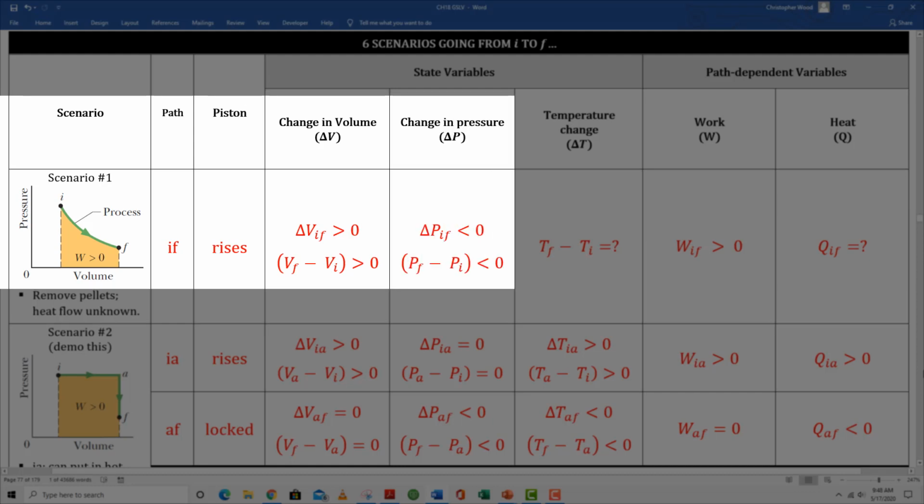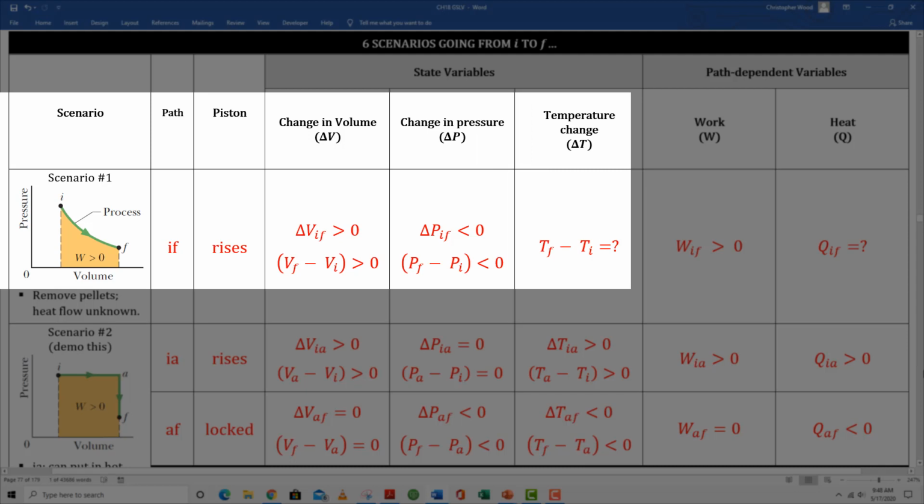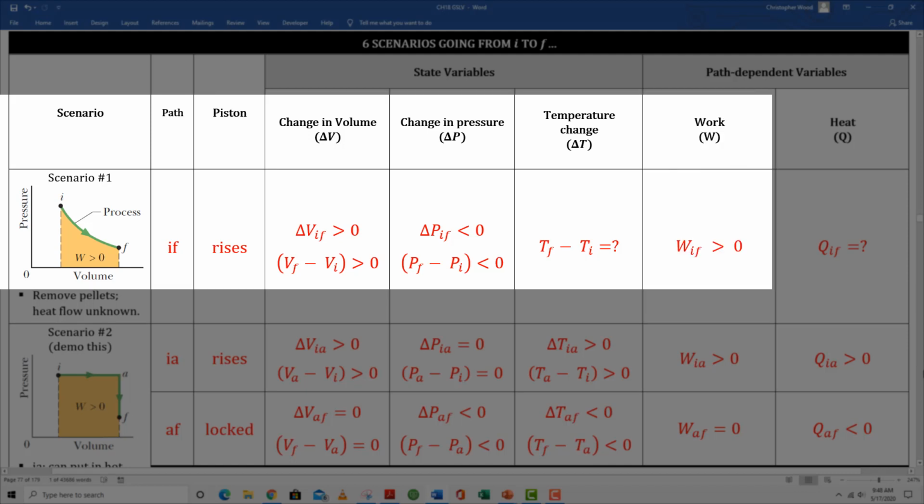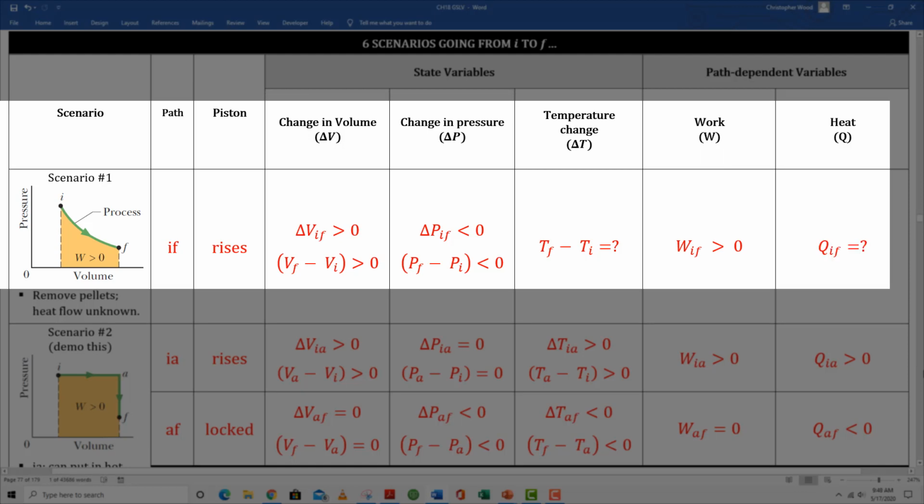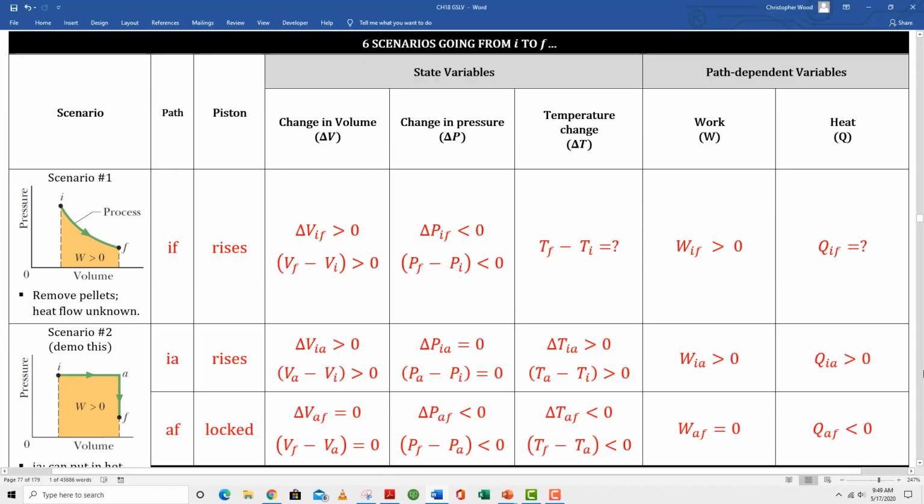My pressure is decreasing. I don't know enough to say what the temperature is doing. The temperature might be decreasing or it might be remaining constant, but right now I don't know. The thermodynamic work done through this process is shown by the area under the graph. Again, fundamental theorem of calculus. And I also don't know if heat is flowing into the system or out of the system, or maybe there's no heat flow whatsoever. That's scenario 1.